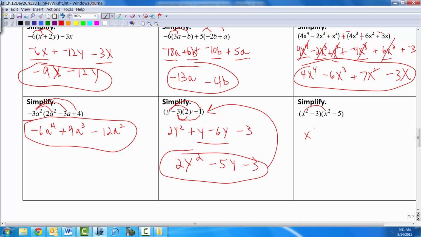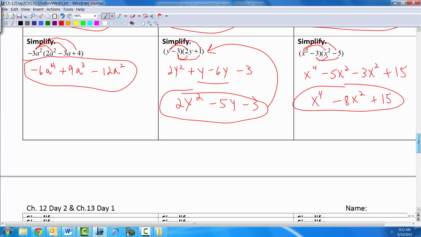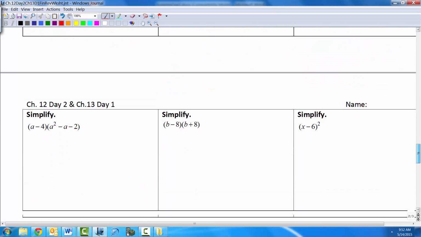All right? And then this one, just a little fancy schmancy. Distribute, and then x squared times x squared is x to the fourth. So you do have to do some exponent rules. When you throw this here to there, that's 5x squared with a minus on it. And then this is minus 3x squared. And then this is plus 15. So this is x to the fourth minus 8x squared plus 15. All right, so just a little fancy stuff happening with the variables. X squared times x squared is x to the fourth.